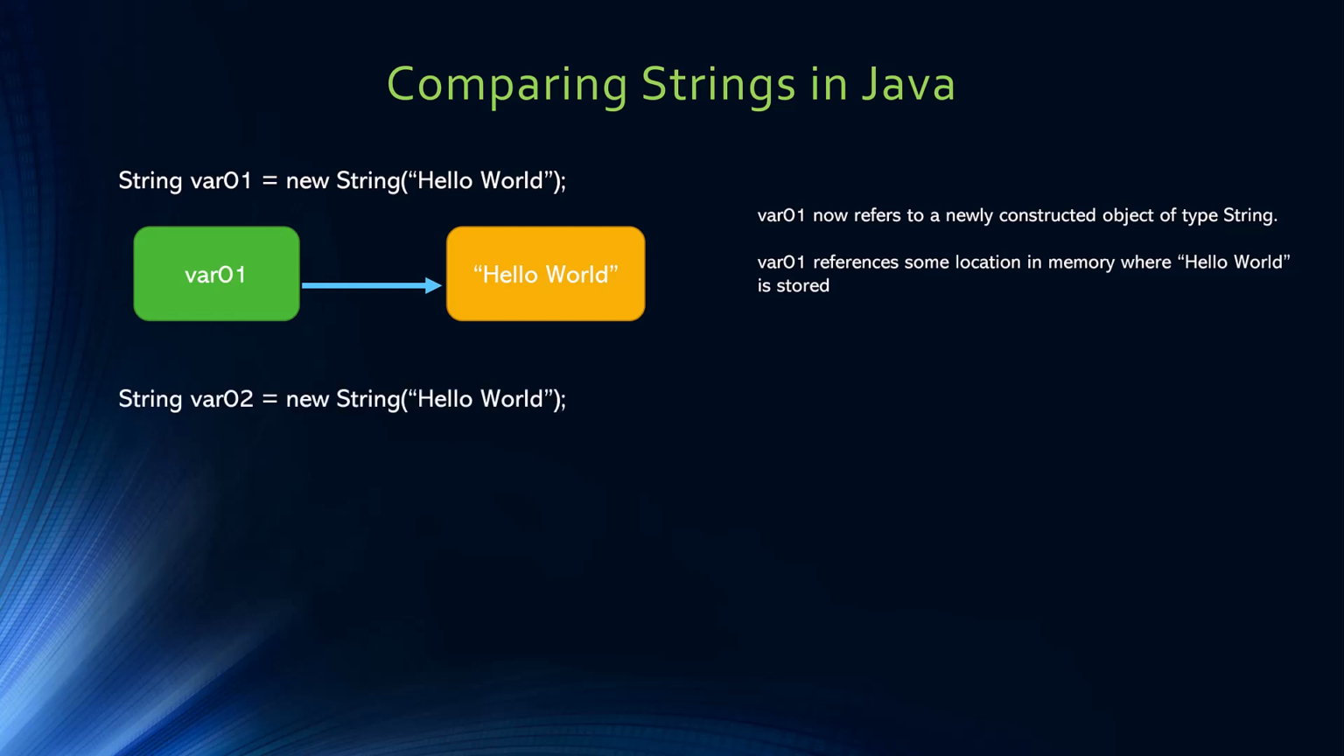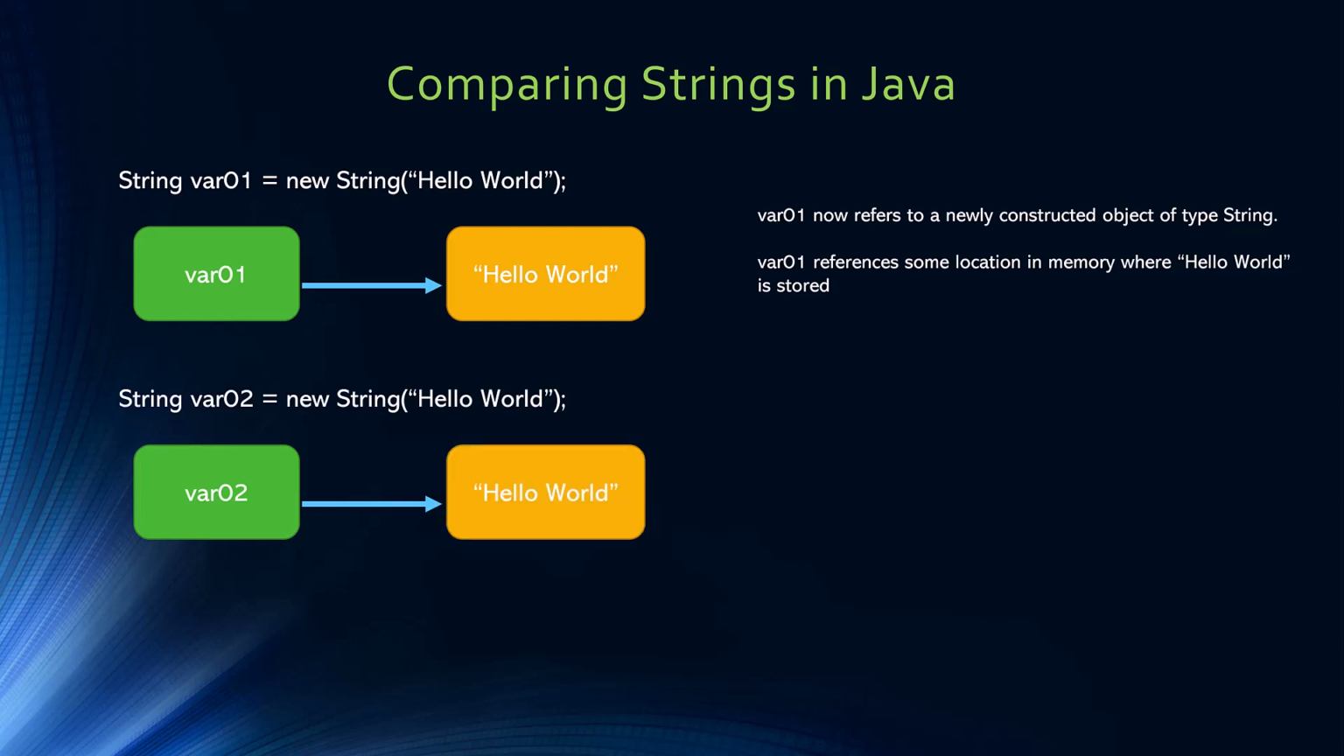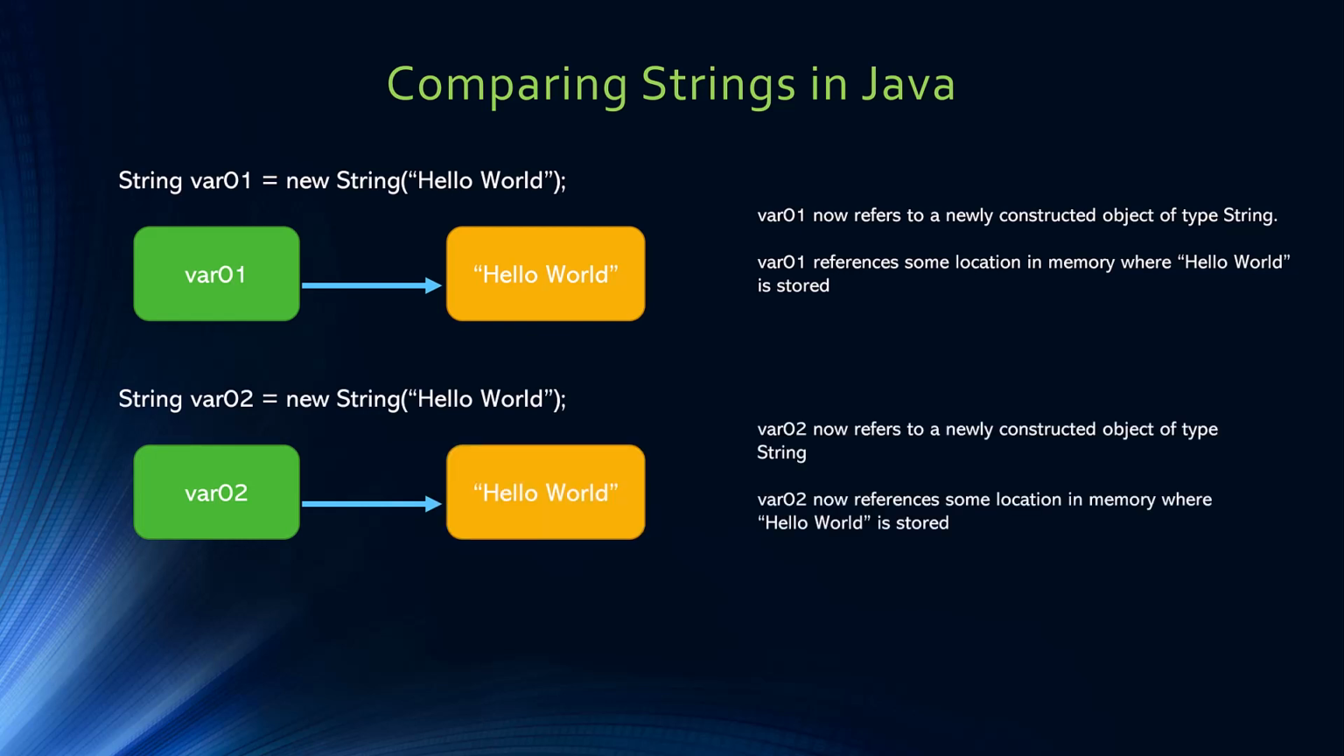Next, we'll declare another variable, var02, and initialize it with the new operator, and also set it equal to the string hello world. So now var02 also references a location in memory where the string hello world is stored.